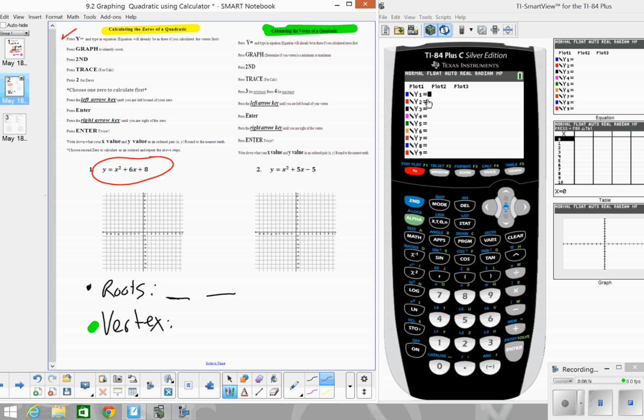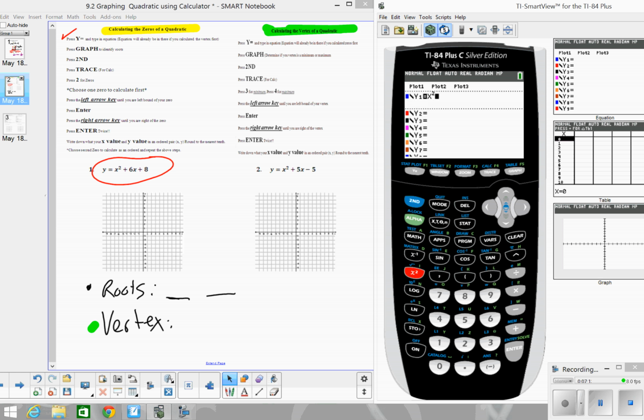Now, it already says Y equals, okay? So all I want to do, this one just means one equation. So I just have one equation that I'm going to graph. So I'm just going to put it next to Y equals 1. Now I want to graph x squared plus 6x plus 8. Now I want you to type it in exactly as shown. Now my x is right here, the X,T,theta button right there. X squared, okay. Squared button right there. Good. Plus 6x plus 8. Okay, so that equation matches that equation.